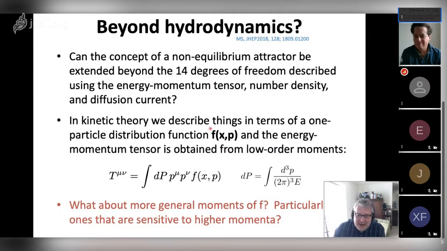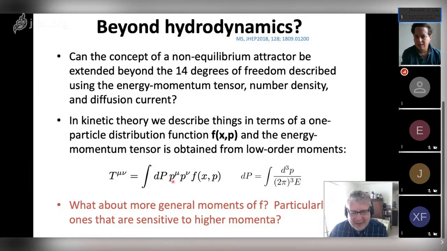In kinetic theory, at least if we have on-shell particles, then we have an on-shell one-particle distribution function that's a continuous function that has, in principle, an infinite number of degrees of freedom. In kinetic theory, how we cook those infinite number of degrees of freedom in F down to some finite number of degrees of freedom is doing this procedure of taking moments of the Boltzmann equation.